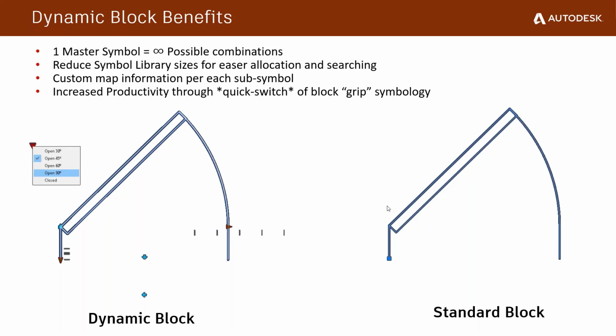You also have a reduced symbol library size. So like I was talking about with your drawing template having all of your blocks in there, any of them that you could need at a moment's notice, having everything in a dynamic block will reduce that library size, make it a lot easier to find the stuff you're looking for. You can custom map information to each sub symbol in the dynamic block. And of course, it's going to increase your productivity. It's going to make you a lot faster to change sizes of this geometry.